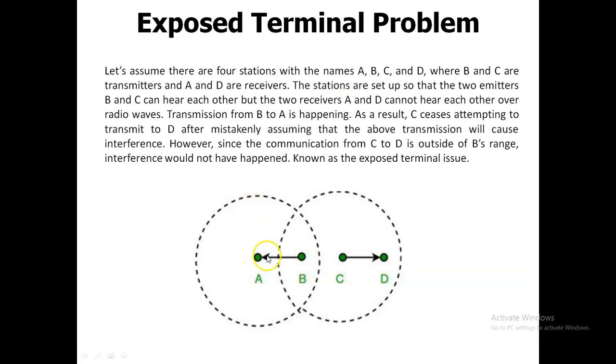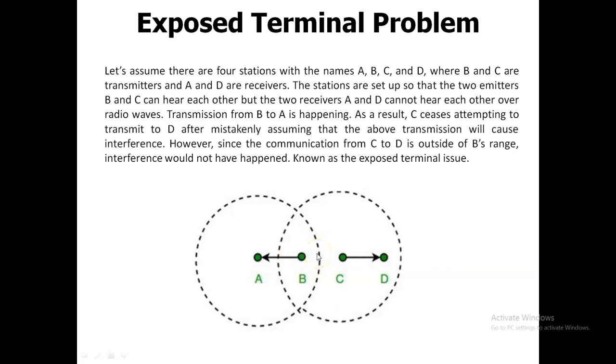The next one is the exposed terminal problem. Here consider four nodes, node A, B, C and D. The communication range is: A can communicate with B; B can communicate with A, C as well as D; C can communicate with B; and D can communicate with C and B. So this is how the communication range is between all the nodes.